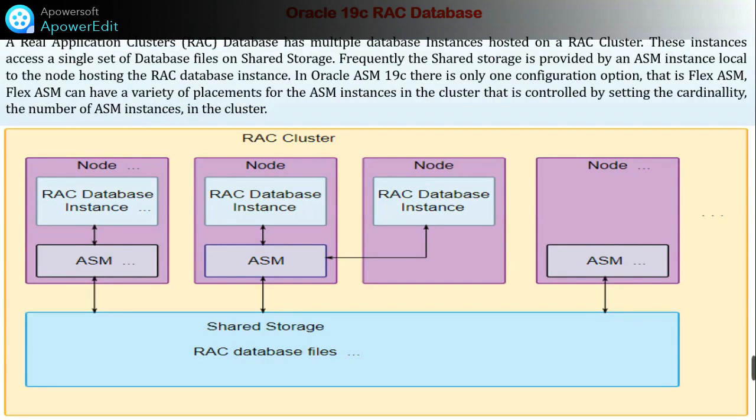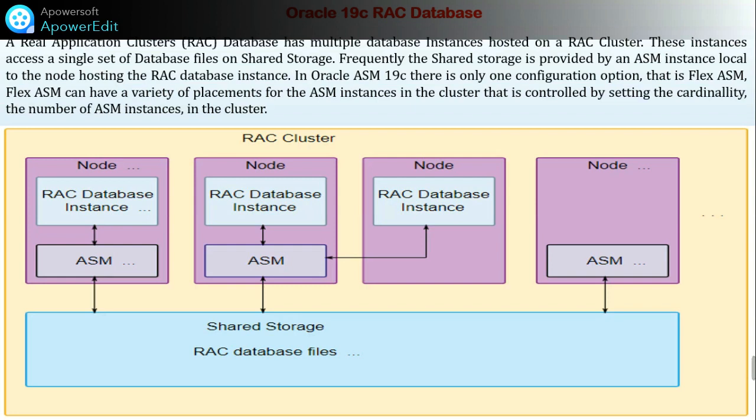Oracle 19c RAC database. A Real Application Cluster (RAC) database has multiple database instances hosted on a RAC cluster. These instances access a single set of database files on shared storage. Frequently, the shared storage is provided by an ASM instance local to the node hosting a RAC database instance. In Oracle ASM 19c, there is only one configuration option, that is Flex ASM. Flex ASM can have a variety of management for the ASM instances in the cluster, controlled by setting a coordinated number of ASM instances in the cluster.